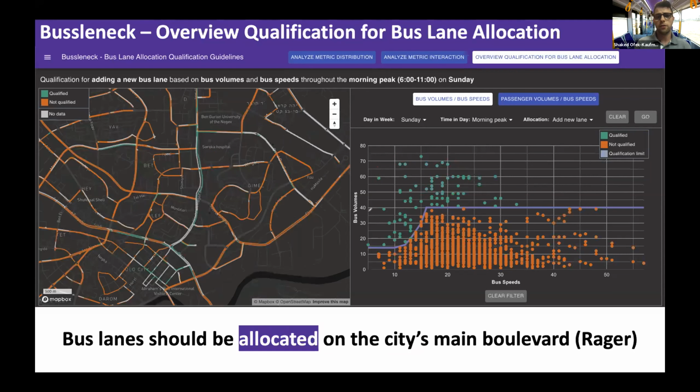Moving to the left screen of the system, we can see the bus lane allocation. All the green PT segments are the ones that are qualified for bus lane allocation. And not surprisingly, all of those, or most of them, can be found on Rager Boulevard, the main boulevard of the city. It is interesting to note that when this data was collected in March 2019, a bus lane was actually planned to be executed here on this boulevard.